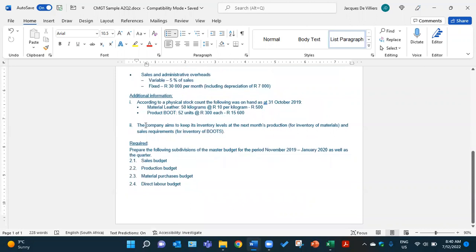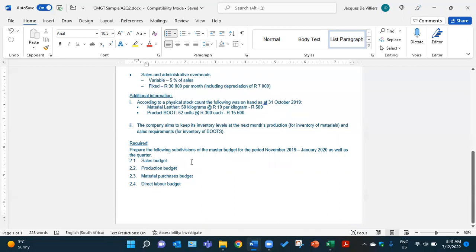And then they give you a very important sentence here. They say the company aims to keep its inventory levels, that will be for both the leather and the finished product, the boots, at the next month's production and sales requirements. Okay, so we always want to make sure at the beginning of the month that we already have enough to cover the next month. That's just the policy, but it is important because we are going to use it.